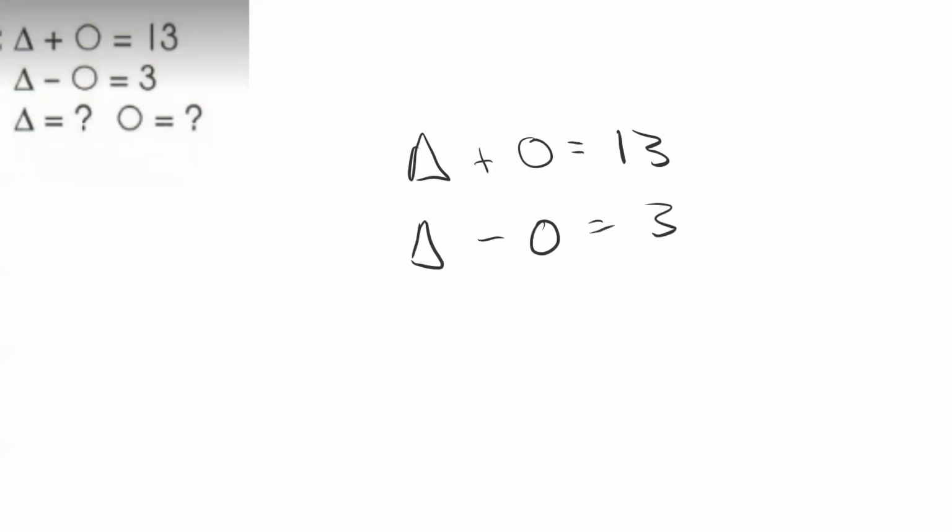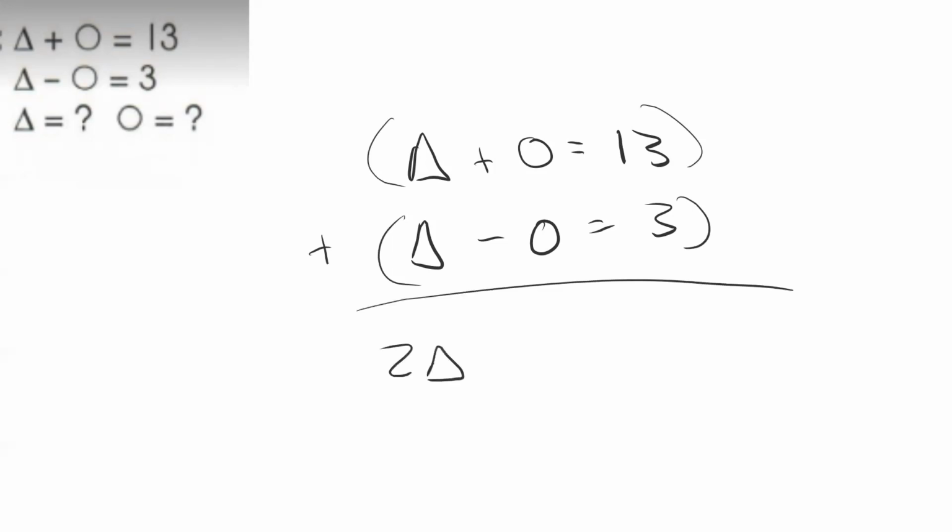To compare these two equations, we're just going to add them together. That's just as simple. Add this to this. When we do that, we get two triangles. These two circles will cancel out because circle minus circle is nothing, is 0. And that equals 13 plus 3, which is 16. So now I can divide both sides by 2, and I'm left with my triangle is equal to 8.